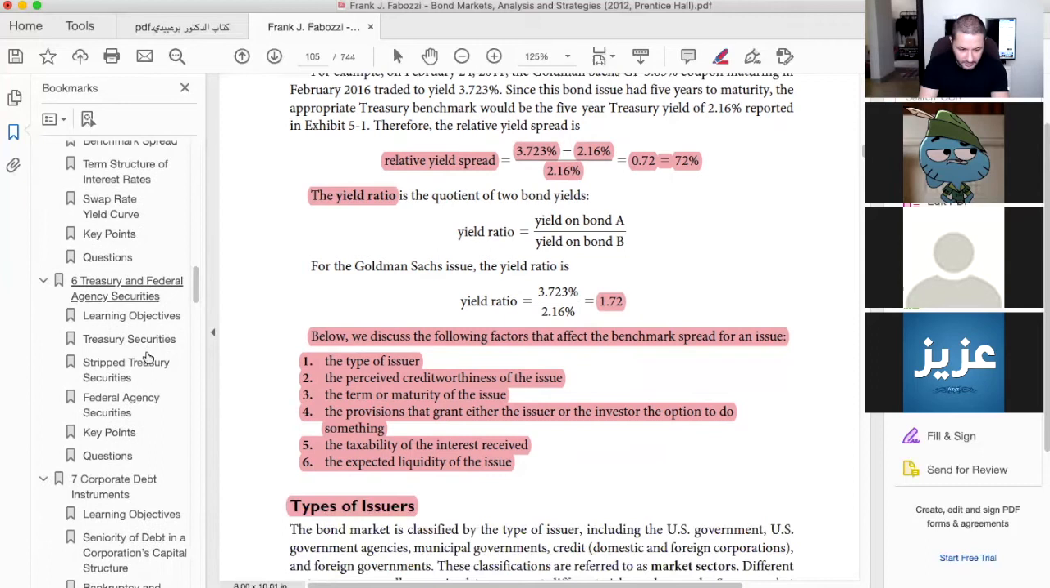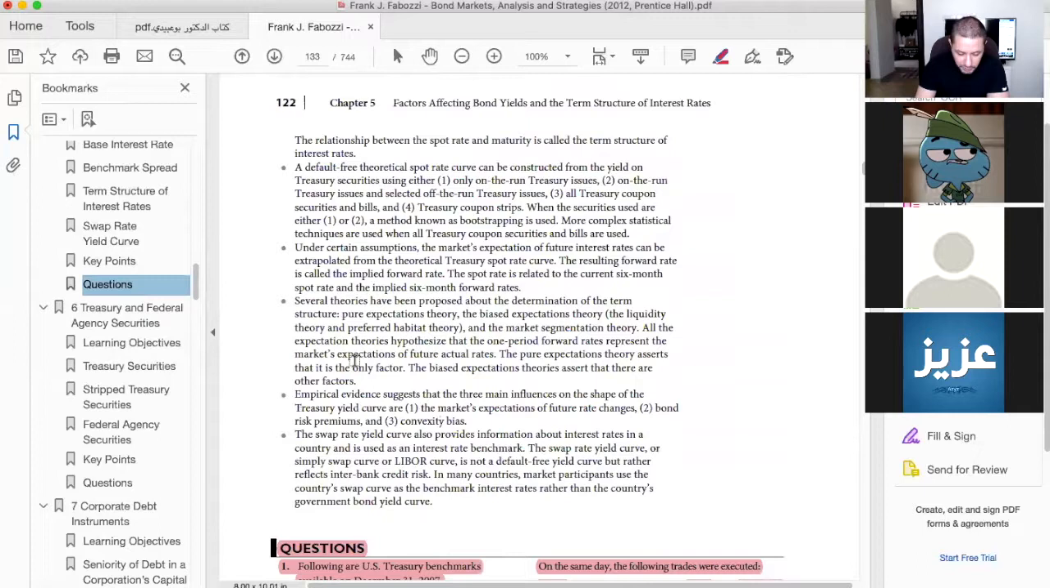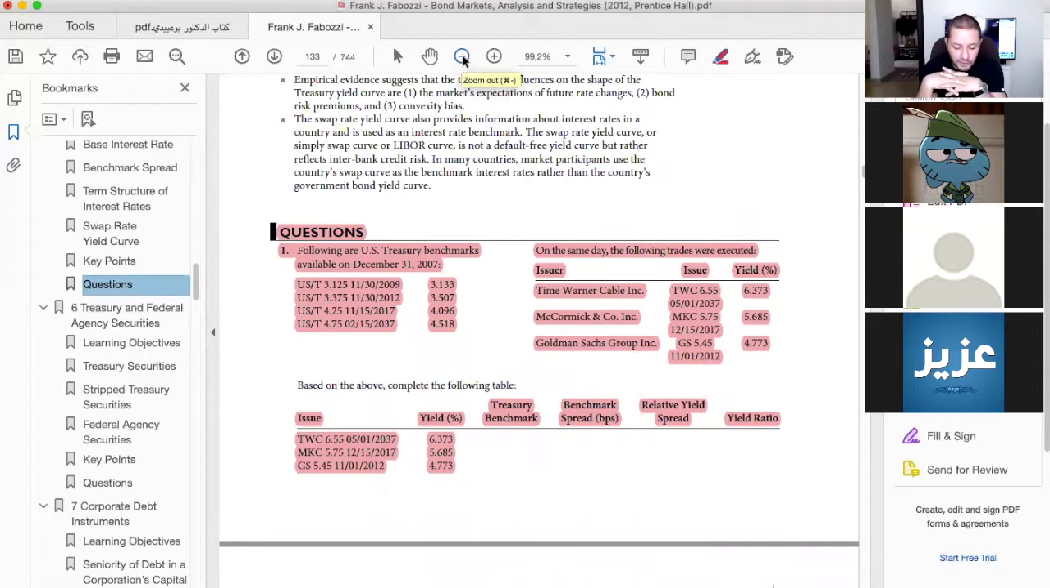So exercise number one, page 122. Following our US Treasury benchmarks available on December 31 for the year 2007, we have the US Treasury 3.125. This is the coupon rate, and this is the maturity. This bond should mature on the 30th of November 2009. And this is the yield to maturity, right?